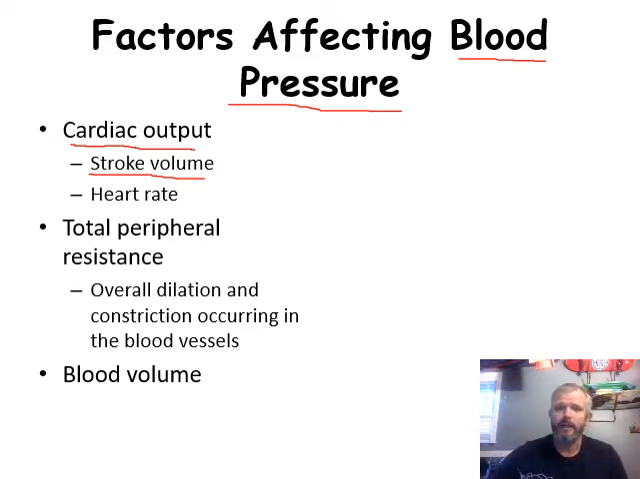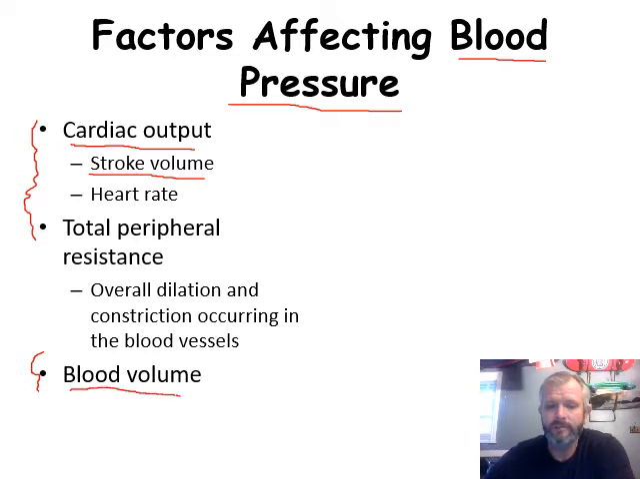So what we'll look at here are the factors that affect blood pressure. Two of these are chiefly maintained by the autonomic nervous system. That's cardiac output and total peripheral resistance. And then hormonally regulated is blood volume. But let's first look at cardiac output.